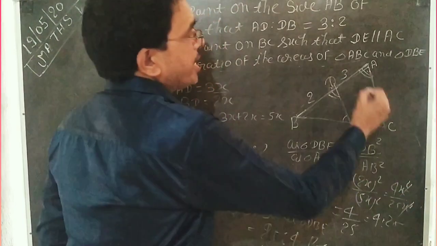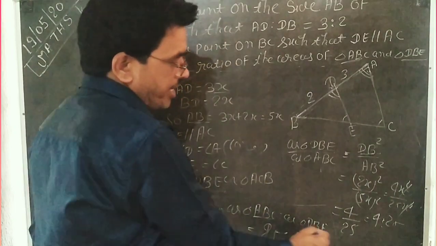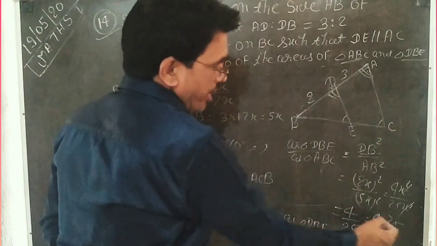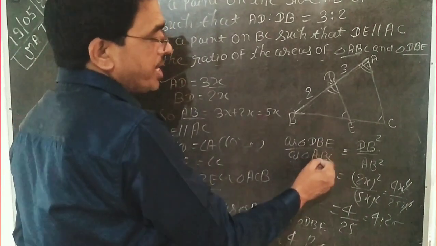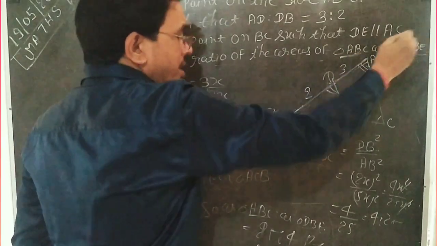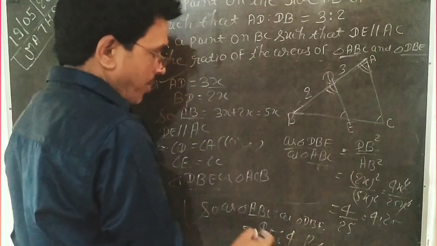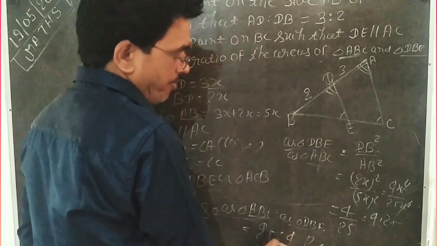But your question asks first for ABC and then DBE. So this ratio is 4 to 25, but you write 25 to 4, because this was DBE then ABC, and your question is ABC then DBE. So you write it in the reciprocal form. So area of ABC by area of DBE is equal to 25 is to 4.